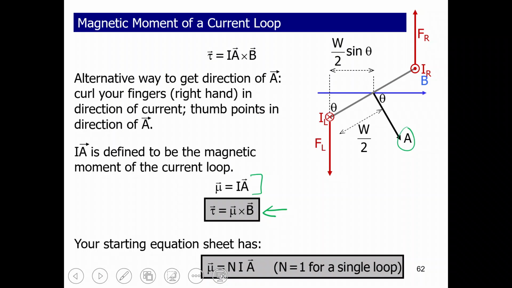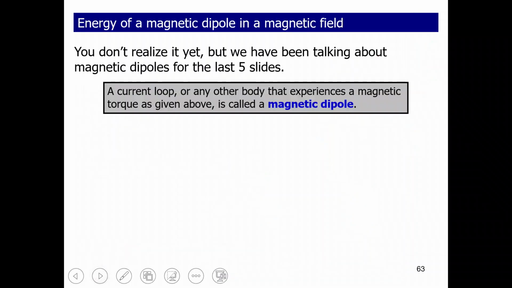If our loop has more than one loop in it, so a lot of times we have wires that are coiled, then we can multiply this magnetic moment by however many loops there are. So we could also more generally define mu as equal to NIA, where N is the number of loops. So if we have this torque, then we are going to have this relationship with energy as well.